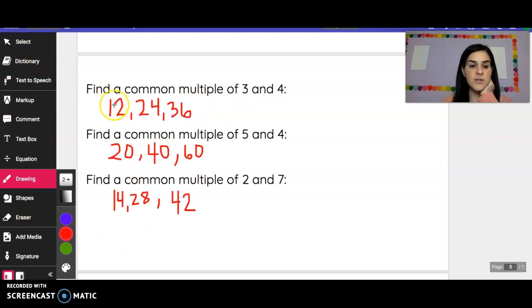Any of these answers would be okay. So look through this. As long as you've found one of these, and these aren't the only answers, these are just the first couple of answers. So check your work there.